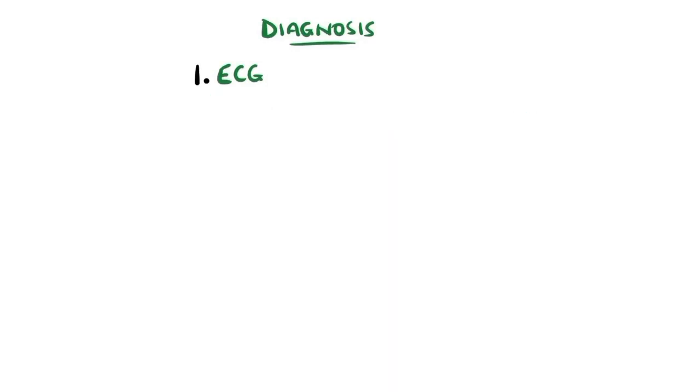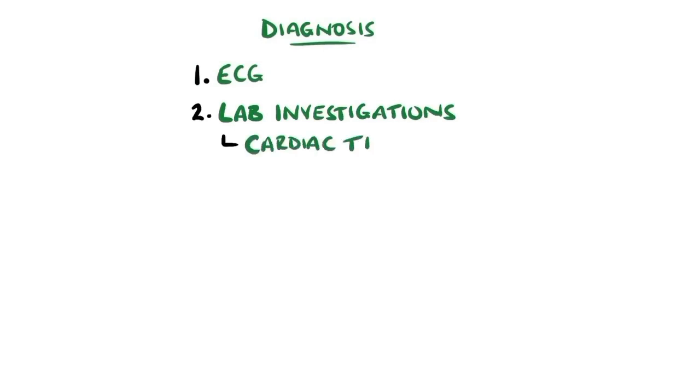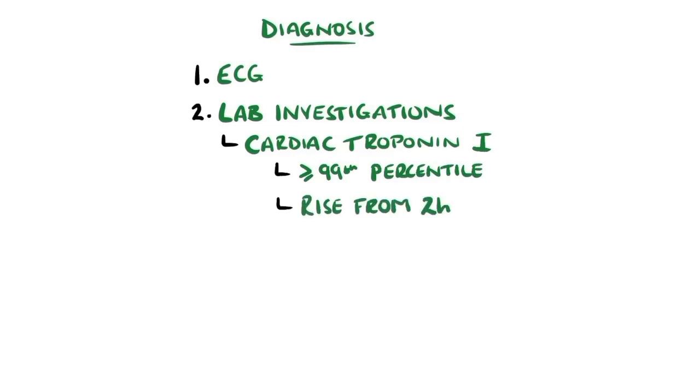The primary lab investigation is use of cardiac troponin I assays, a protein released from the cardiac myocytes upon cell death. Exact values vary by lab, but generally values above the 99th percentile are considered abnormal. Levels generally rise from 2 hours after the onset of chest pain and peak at around 12 to 48 hours. They can remain elevated for between 4 and 15 days.